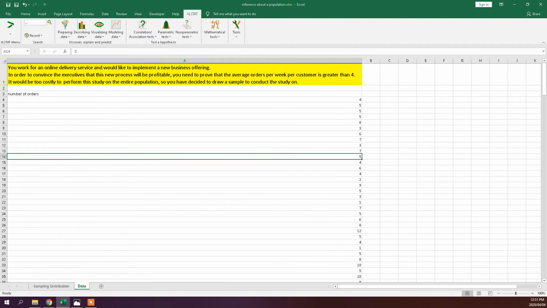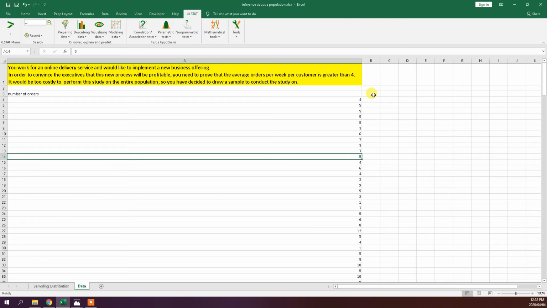So you work for an online delivery service and you would like to implement some type of new business offering. But in order to convince the executives of the company that it will be profitable, you need to prove to them that the average orders per customer per week is greater than 4. So let's assume that it's too expensive to perform this study on the entire population, or you don't have the data for the entire population.